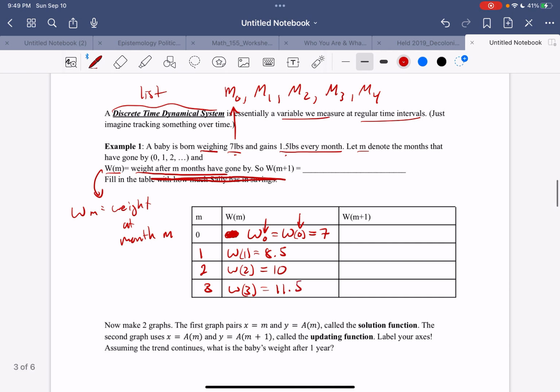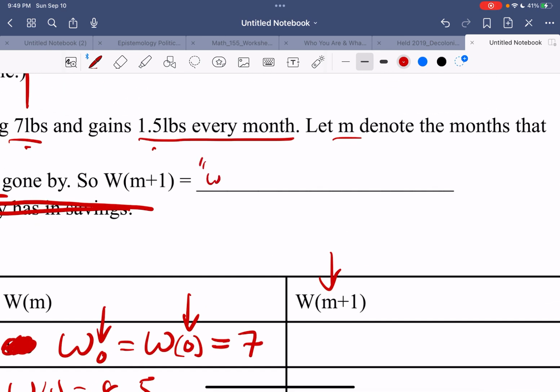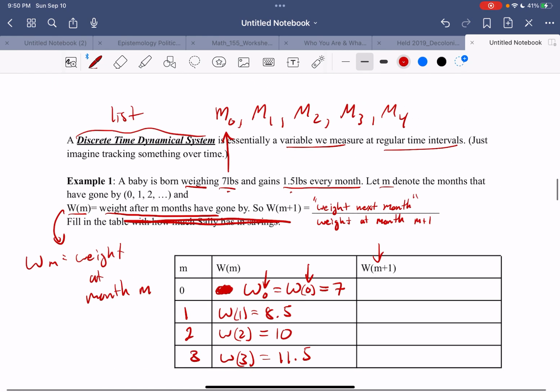Okay. Now, what the heck is WM plus 1? So, intuitively, it's sort of the weight next month. But technically, it's the weight at month M plus 1. Okay? So, W doesn't know any better. Whatever number you put there, it goes, oh, that's the month. Let me tell you the weight. Okay? And so M represents some number. It's the month. And if I add 1, it's still a number. And so this is just the weight at the month M plus 1.